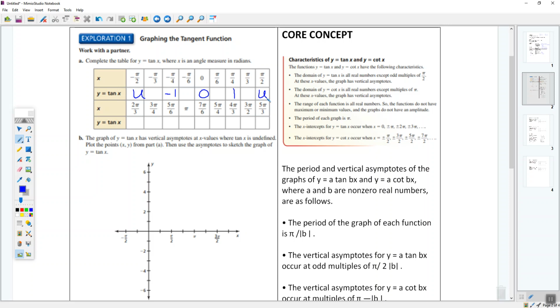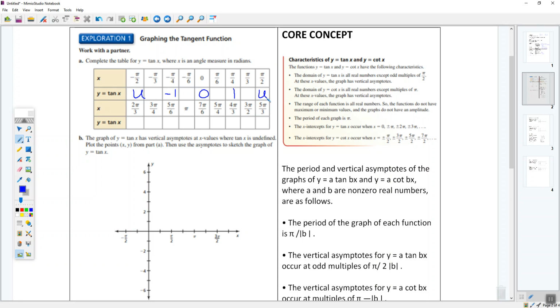The range is going to be all real numbers because it continues to go up and it continues to go down along the asymptote, so don't worry about that. It says the period of each graph is what? Pi. And then the x-intercepts for y equals tangent occur at 0, pi, 2 pi, and 3 pi. Every pi, the x-intercepts are going to occur. You'll see that as we work through this.